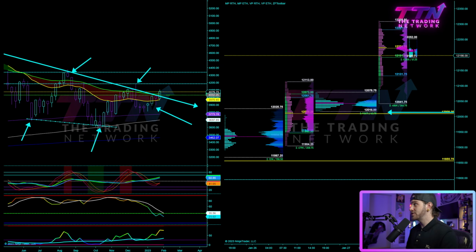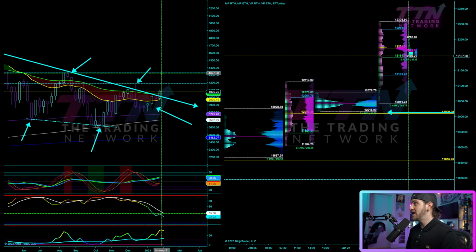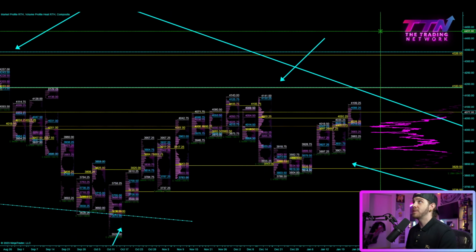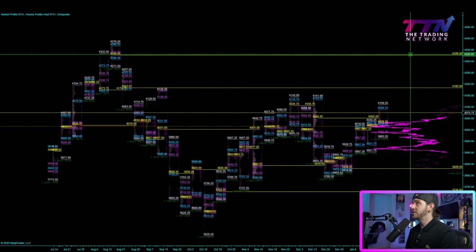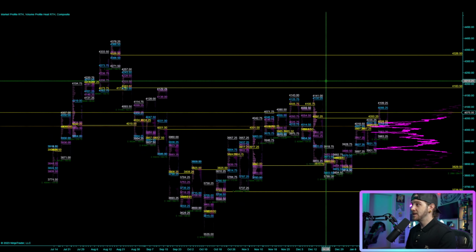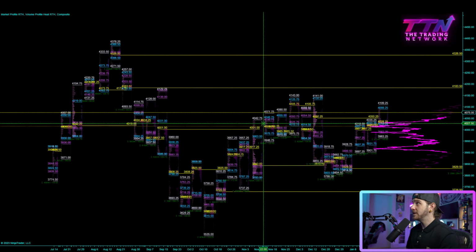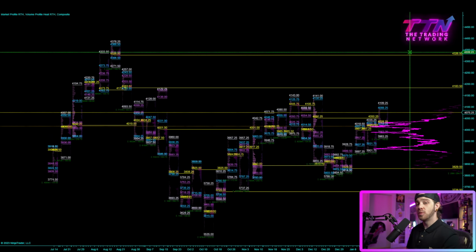You guys remember what I was just talking about in that 4,300 area? Naked POC at 43.26. So I'll shift back over here just to show you guys, get rid of these lines. So look at this confluence here. Not only is that a high from the weekly candlestick chart, that is a naked point of control from the market profile perspective.